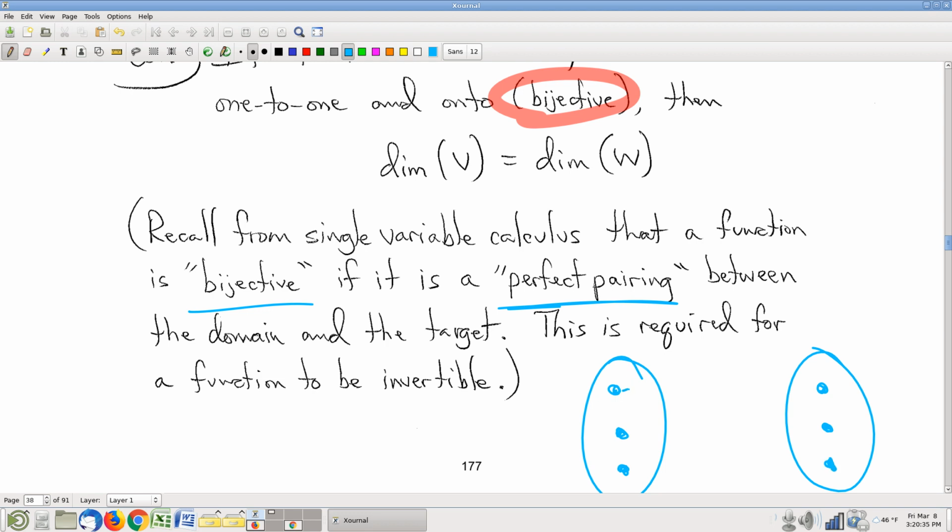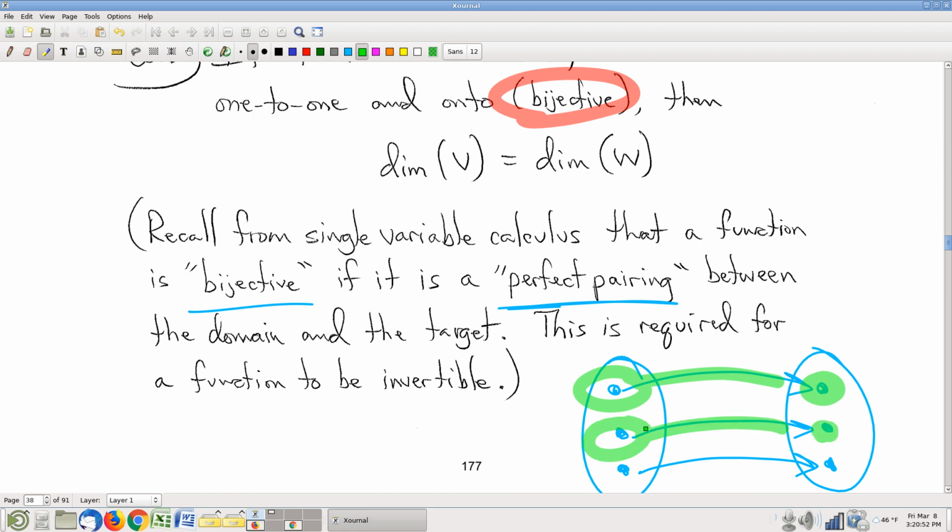right? Perfect pairing, like so, for example. And to be precise, for every point in the output, for every target, there needs to be exactly one preimage point. So for every point in the target, exactly one preimage. Exactly one preimage. So at least one point in the preimage means that it's onto.